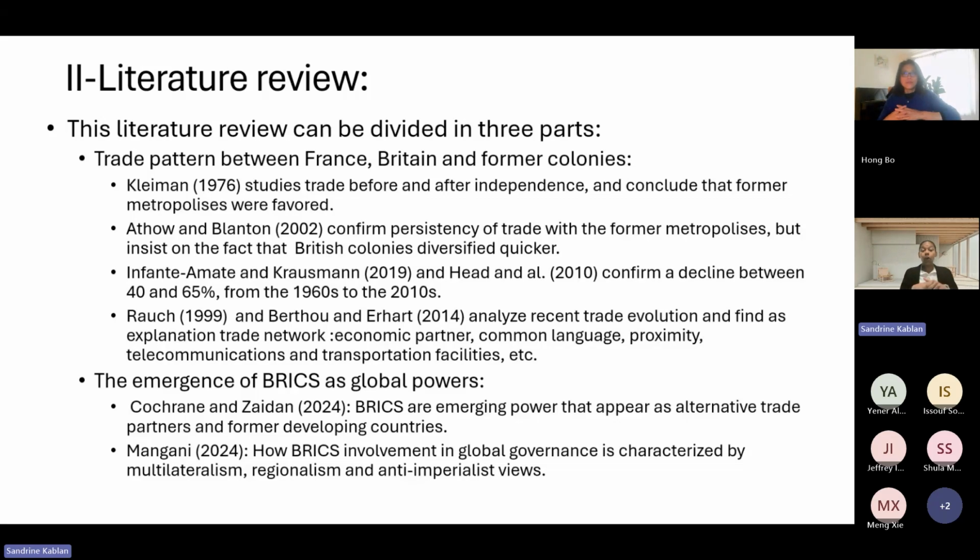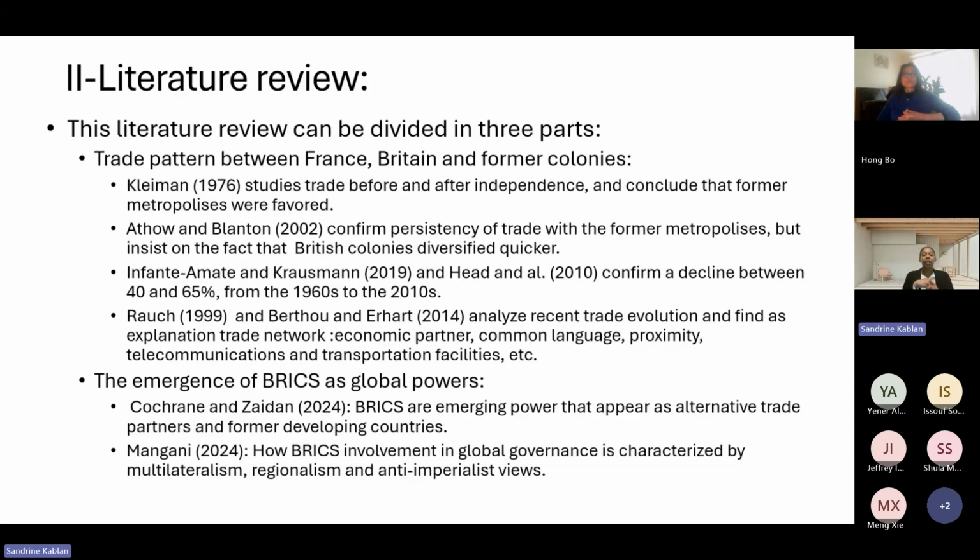Cochrane and Zaidan in 2024 talk about BRICS as emerging powers that appear as alternative trade partners for former colonies, and they present themselves to those former colonies as former developing countries. So the idea is to have a special relationship with these former colonies and to explain to them that they have an alternative. So they seem more attractive to those former colonies.